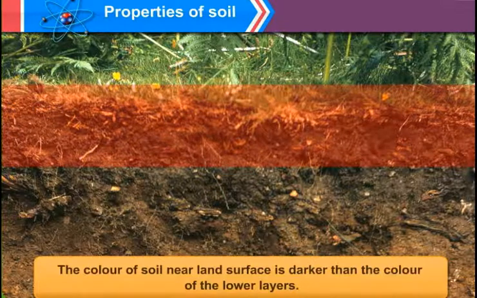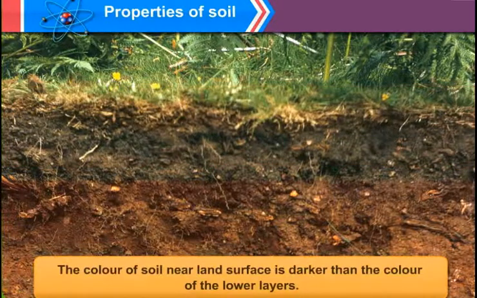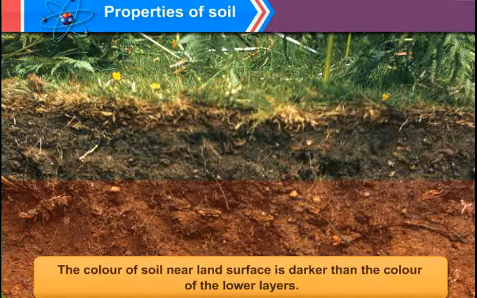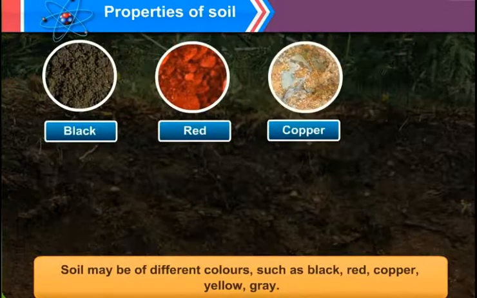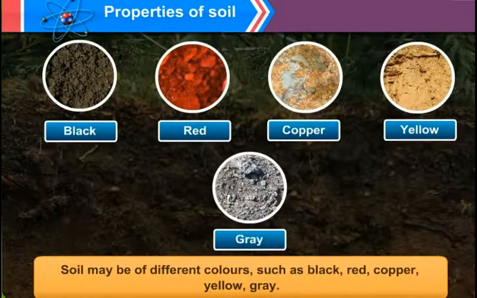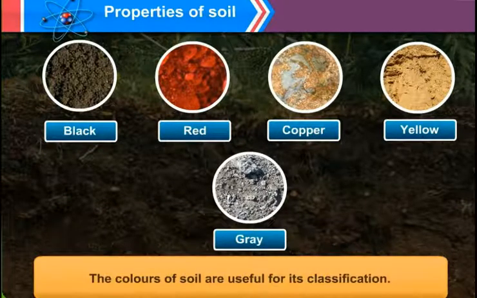The color of the soil near the land surface is darker than the color of the lower layer, because the layer near the land surface is more exposed to the climate than the lower layers. Soil may be of different colors such as black, red, copper, yellow, grey. The colors of the soil are useful for its classification.